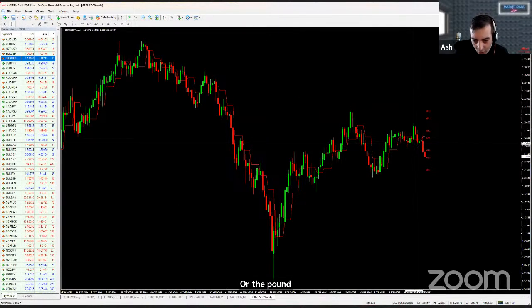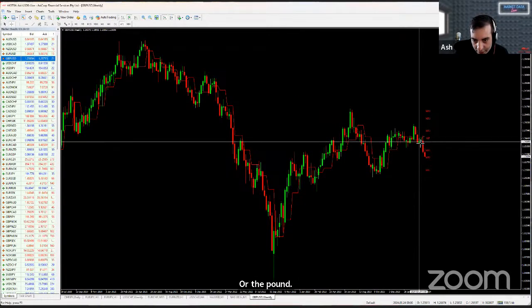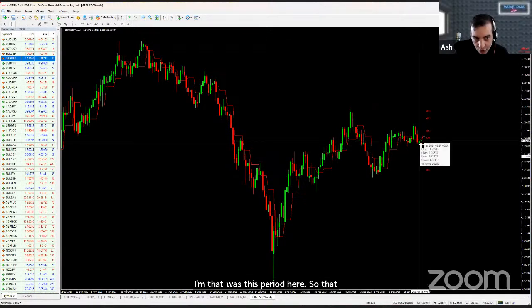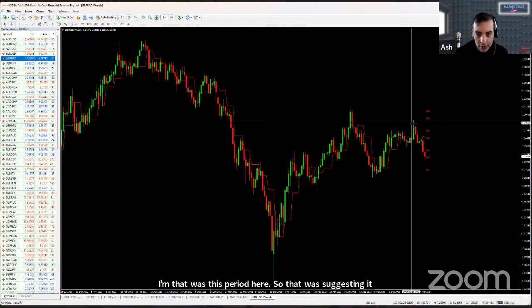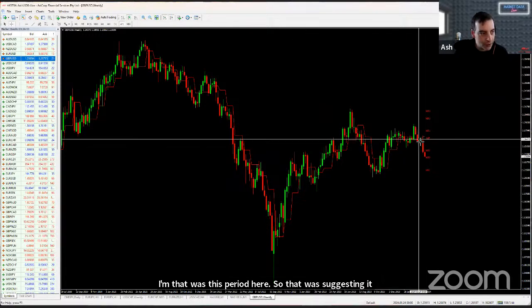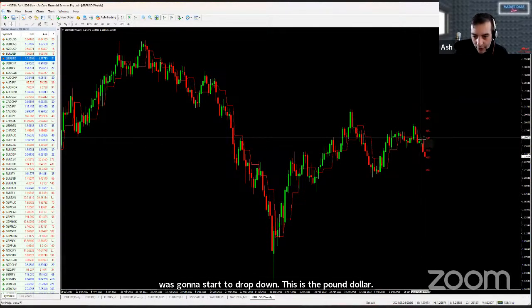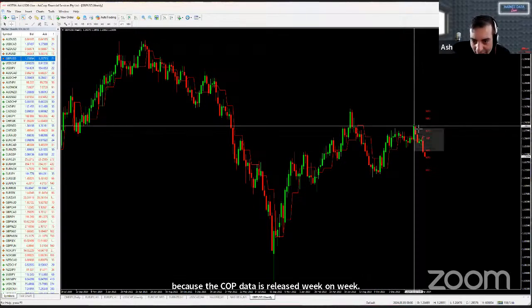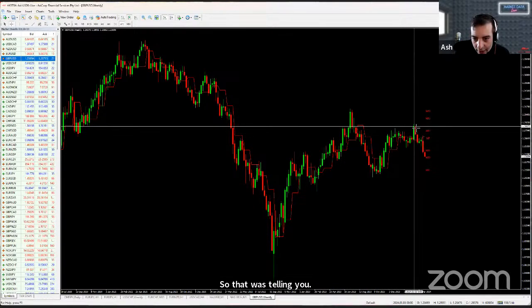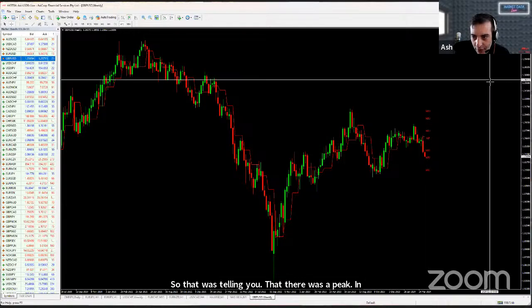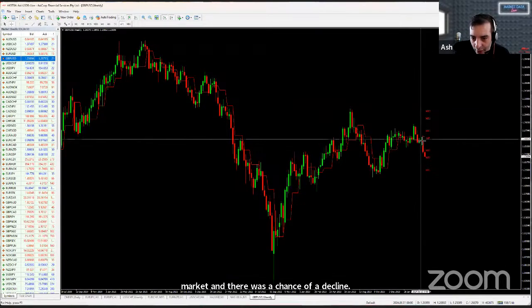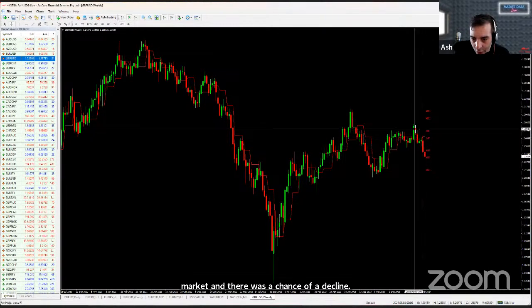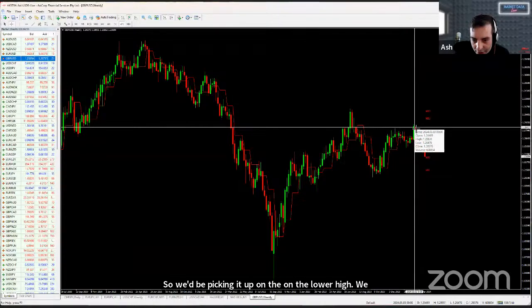And that was this period here. So that was suggesting it was going to start to drop down. This is the pound dollar, the week on week. So I'm looking at weekly charts because the COT data is released week on week. So that was telling you that there was a peak in the market and there was a chance of a decline. So we'd be picking it up on the lower high. We wouldn't be trying to pick it up here necessarily.